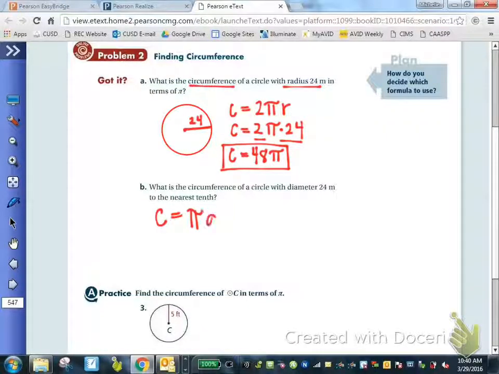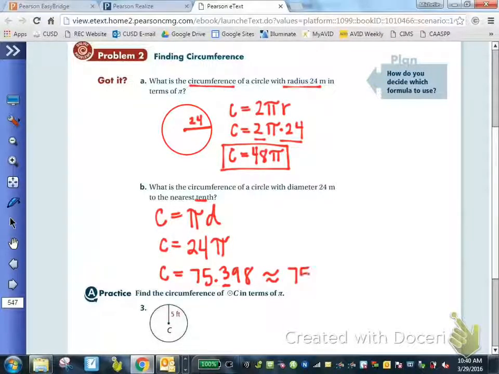Pi times diameter. So C equals 24 pi. So that gives me 75.398. And it wants the nearest tenth. So 75.4 units squared.